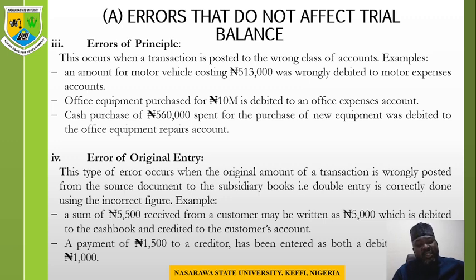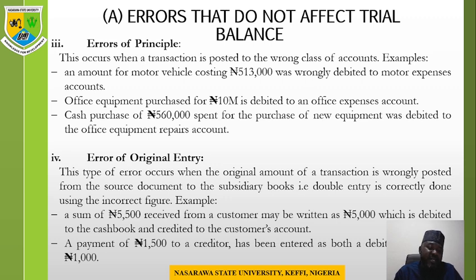Your trial balance will still go ahead and balance, but the issue there is that there is an error, and this kind of error is an error of what? Original entry. The reason being that the error has been committed right from the origin, right from the source. Another example, a payment of 1,500 naira to a creditor has been entered as both debit and credit as 1,000.